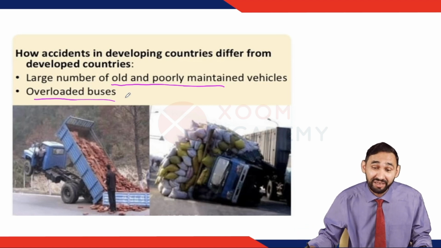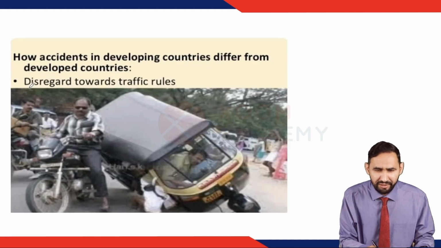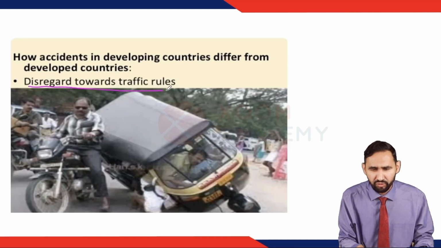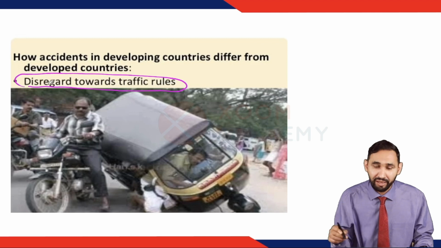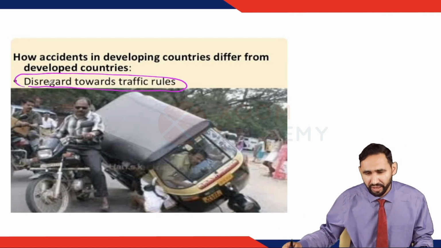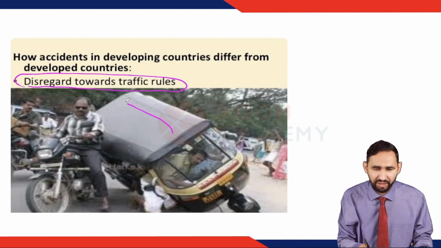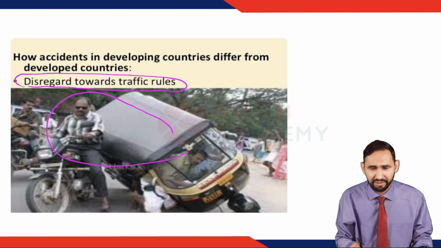Poorly maintained vehicles of previous models are responsible for accidents. Disregard towards traffic rules: there are traffic rules, but they are not implemented. People don't give regard to traffic rules, which is causing accidents. Like you can see from this picture, that rickshaw is struck by a motorbike. It can cause serious injury to the rickshaw driver.